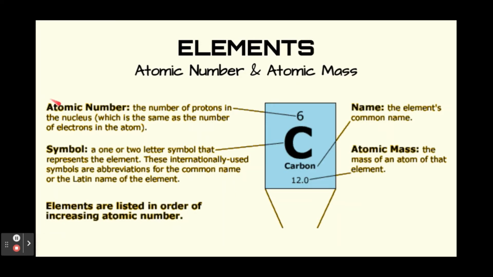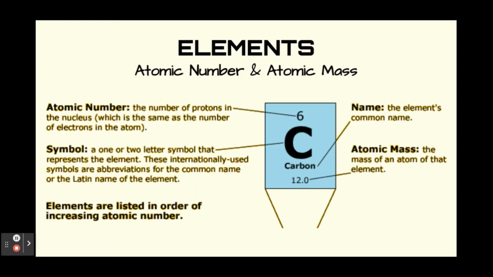First up, we have atomic number. The atomic number is the number of protons in the nucleus, which is the same as the number of electrons in the atom. I haven't said this before, but the number of protons is the same exact number as the number of electrons. And you may be asking, why is that? Well, think about it. Protons have a positive charge while electrons have a negative charge. So positive and negative cancel each other out. So that's why they have the same exact number of protons and electrons in the atom.